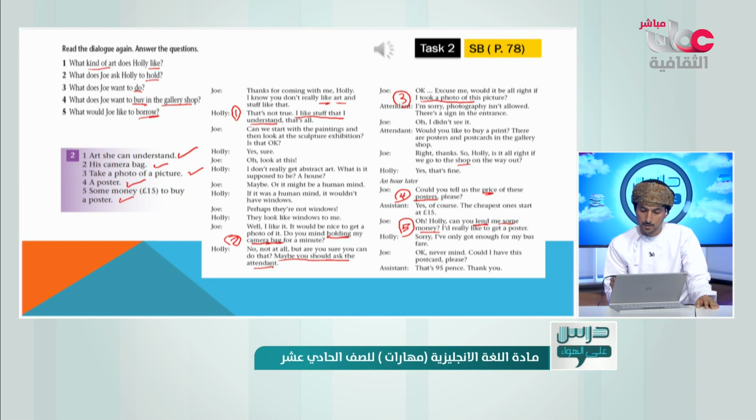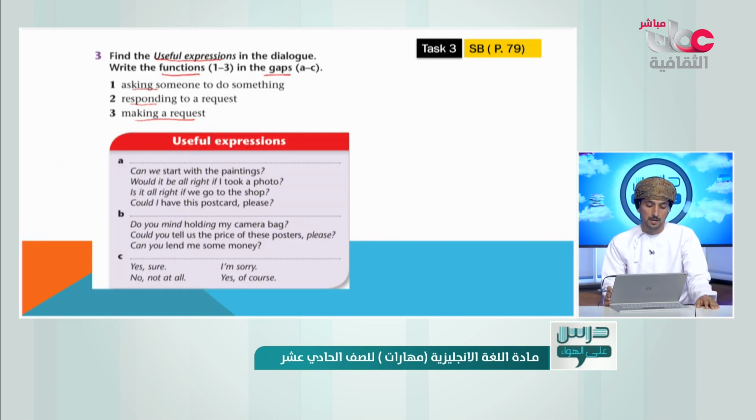And we have got here, would it be all right if we take a photo of this picture? And also here with the attendant, would you like to buy a print? Also we have, could you tell us the price of this poster, please? And here we have responding, yes, of course. Could I have this postcard, please? Or please. So we have got here some useful expression. We will see now. Try to complete this together.